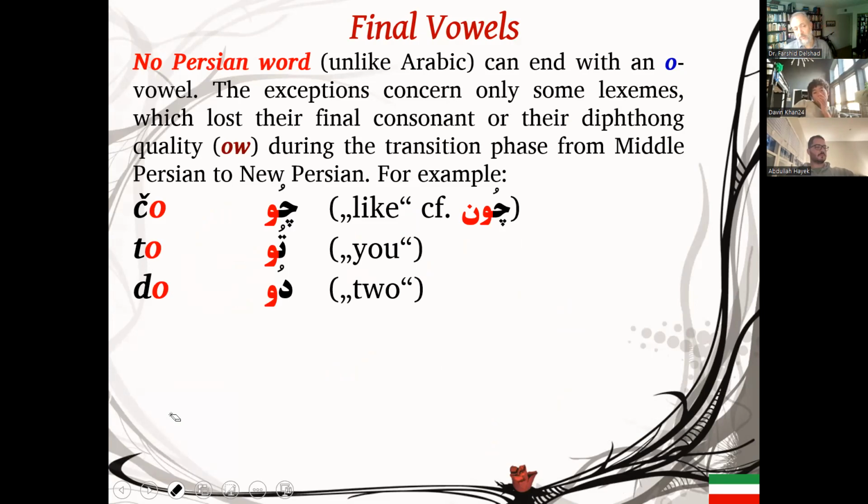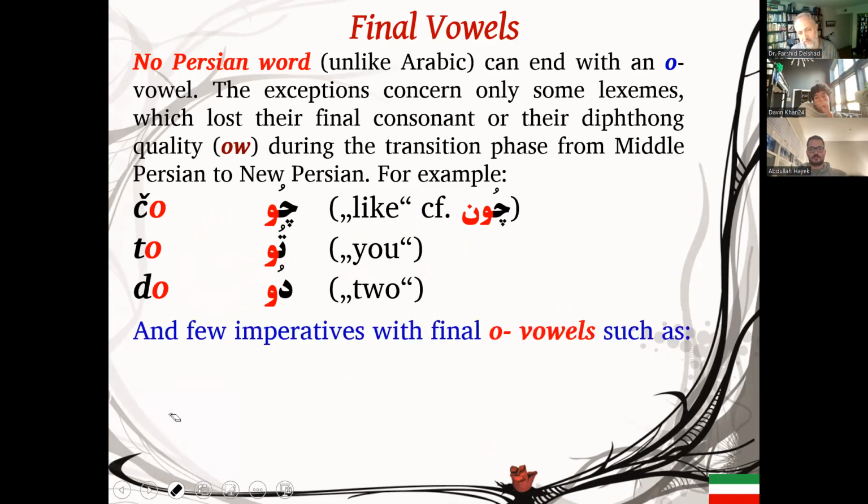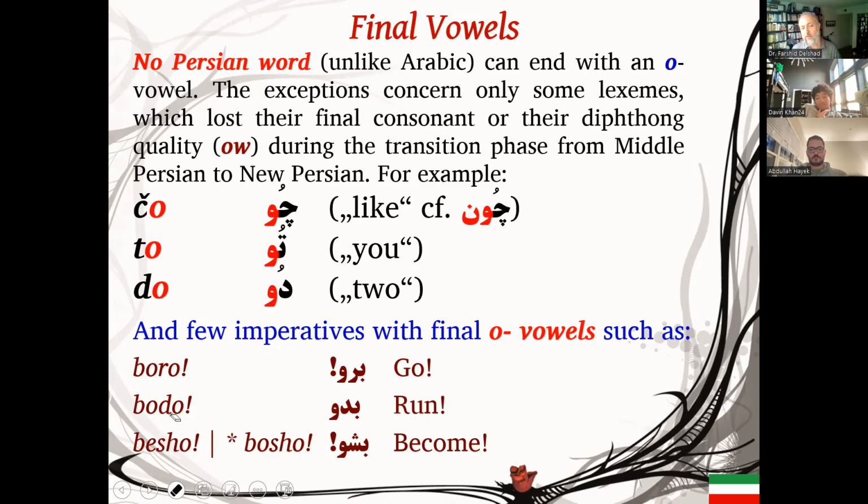There are some exceptions. For example, the word cho in classical Persian means like, the word to means you, and the word do means two. But these are really exceptions in Persian, where a word ends with a short vowel O. And of course, some imperative forms. For example, for the verb to go, raftan, you can say boro, meaning go. Or bodo means run. Or bosho, become or get. But these are really exceptions.